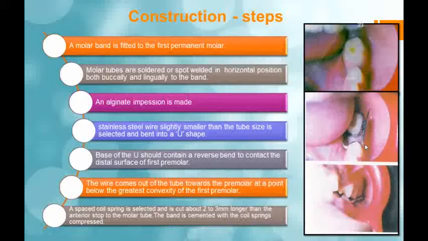comes out of the tube towards the premolar at a point below the greatest convexity of the first premolar, and the space coil spring is selected and it is cut about 2 to 3 mm longer than the anterior stop to the molar tube, and the band is cemented with the coil spring compressed.